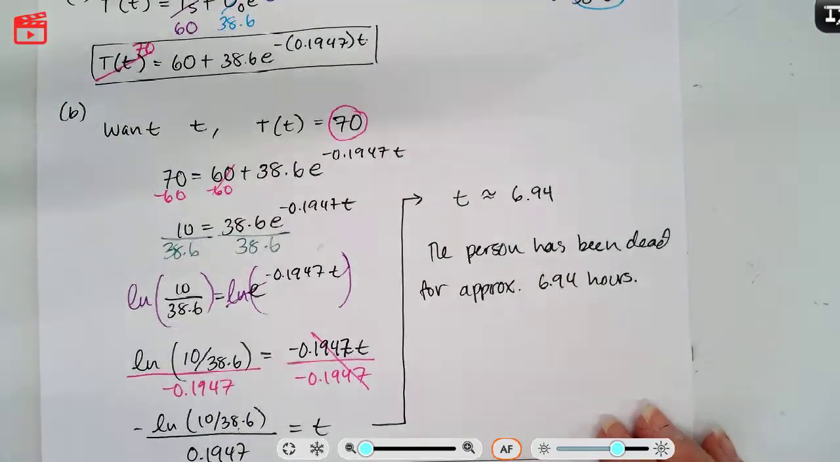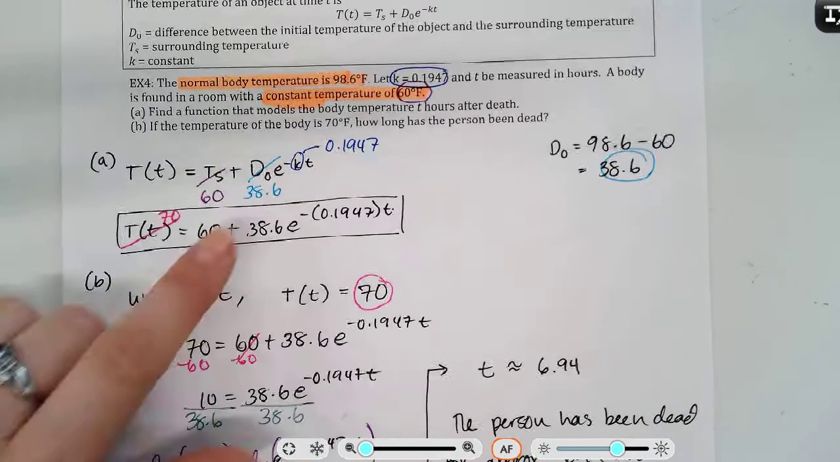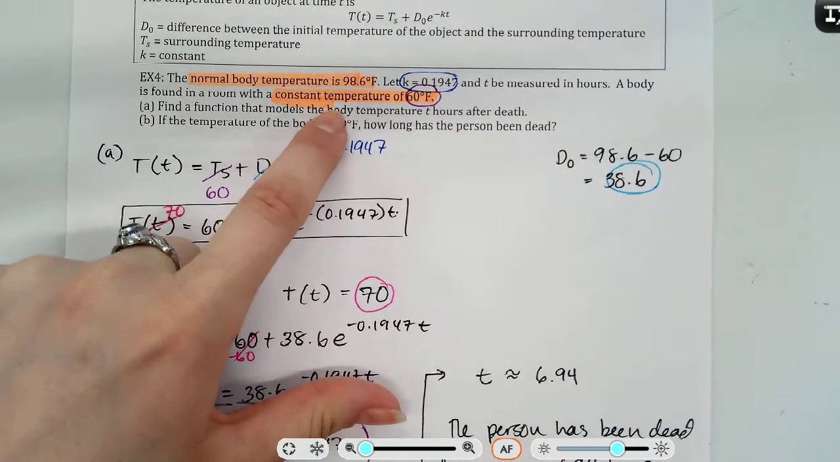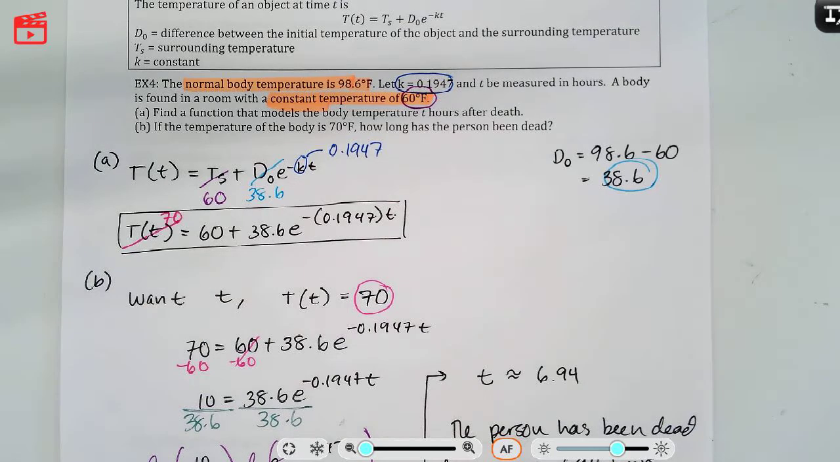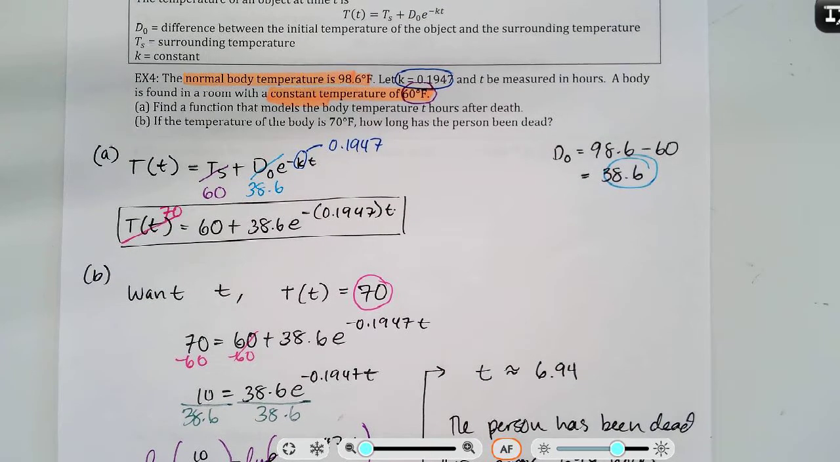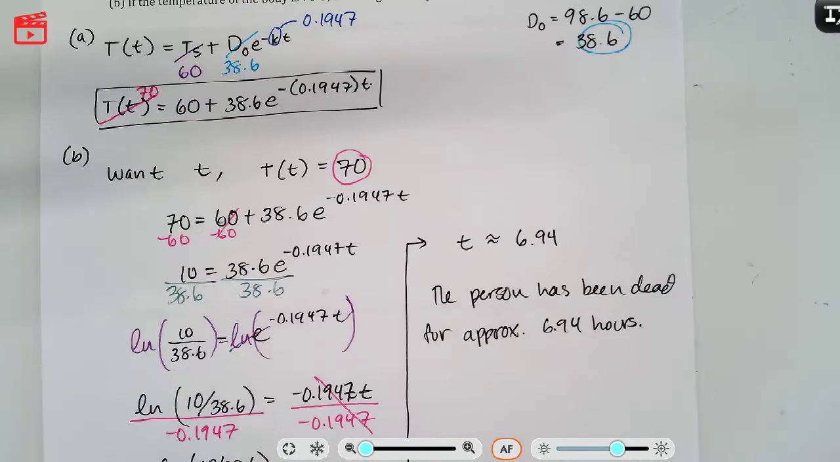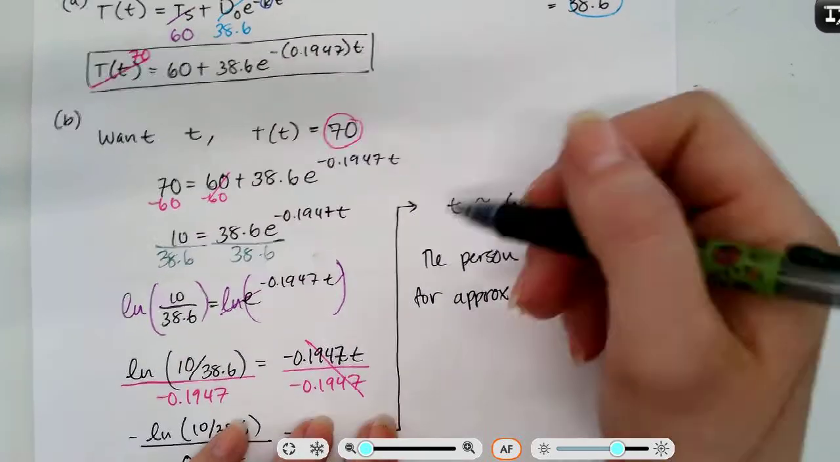The only thing that makes this problem, I guess, simpler is the fact that this body was found in a room with a constant temperature. Things start to get more, I guess, nitty-gritty if a body was found outside, for example, and you don't know. Maybe it was there in the evening when the temperature was lower, and if it was there in the morning when the temperature got higher. Okay, so that messes with things. Nice thing about this problem, though, is we're talking about a constant temperature of 60 degrees, so that made our problem simpler.